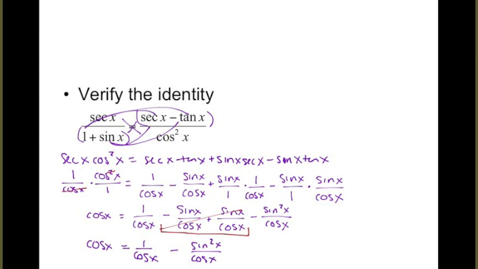We're going to get rid of the fractions here by multiplying the whole equation by cosine, because that's the denominator. Cosine times cosine will give me cosine squared. When I distribute this cosine, I will get 1 minus sine squared, which by adding a sine squared to both sides turns into the most popular identity.